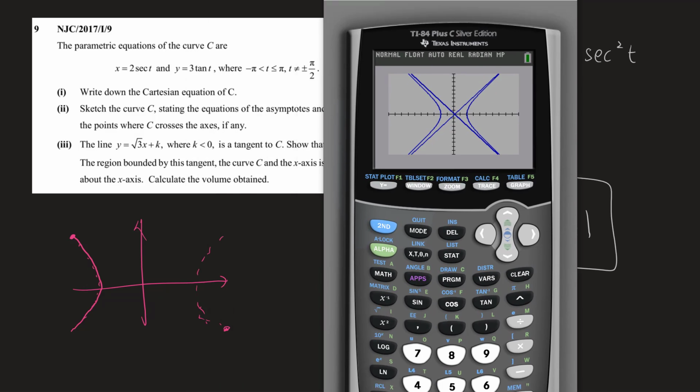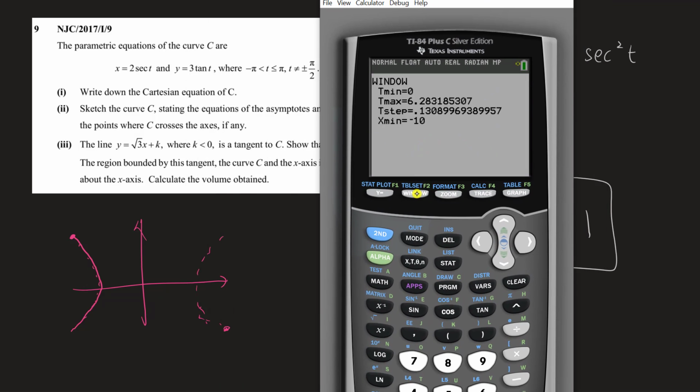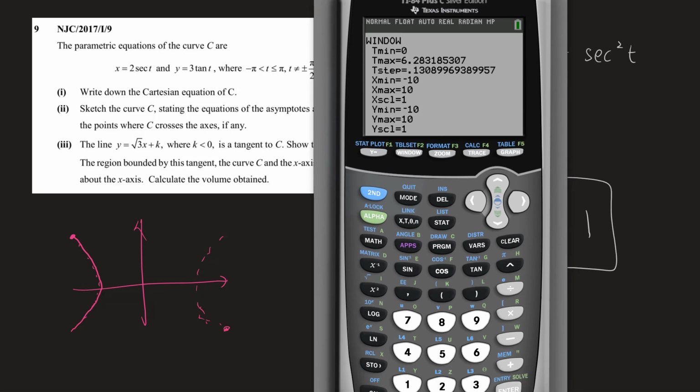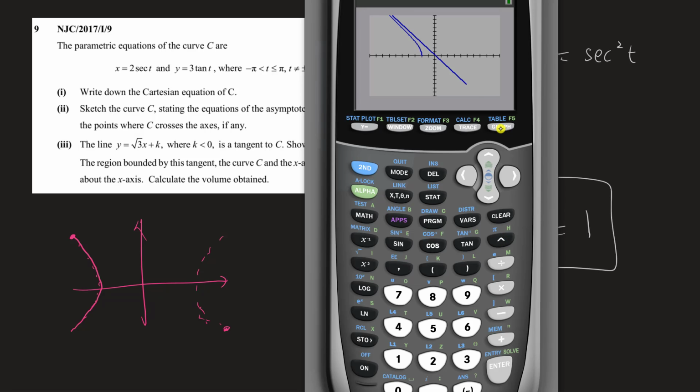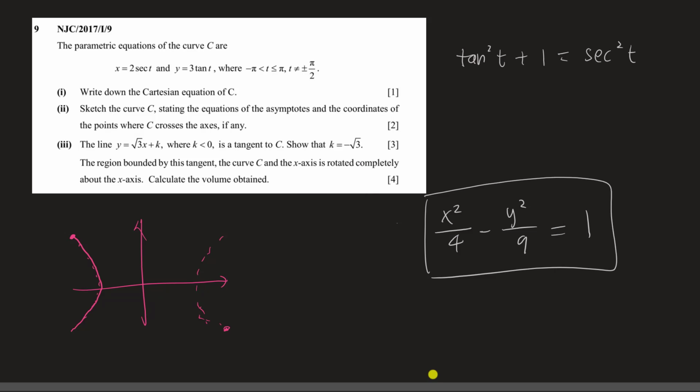So how much of it do they want you to draw? You have to change the window from negative pi to pi. Here should be negative pi to pi. You'll end up with the same amount of stuff to draw. So the graph is actually just a hyperbola, a full hyperbola.